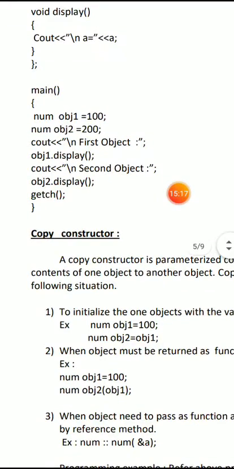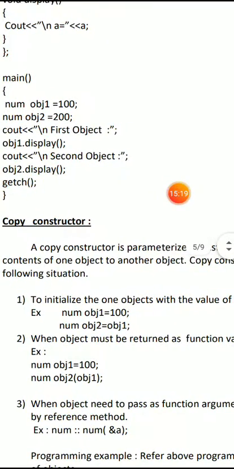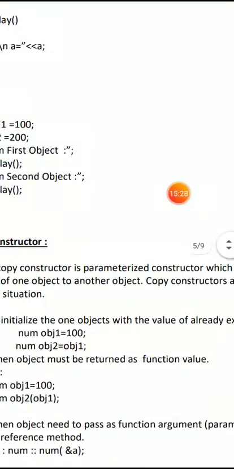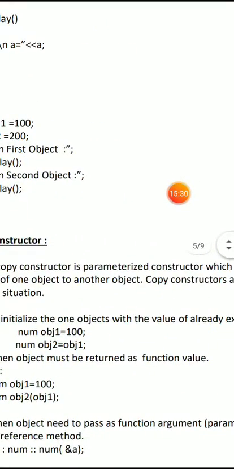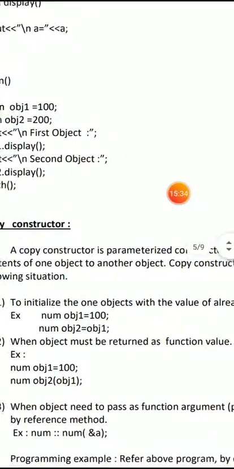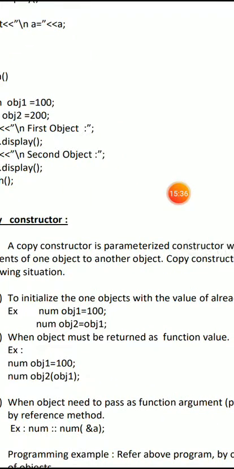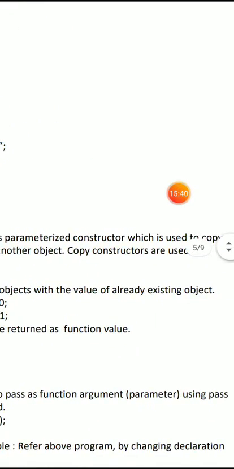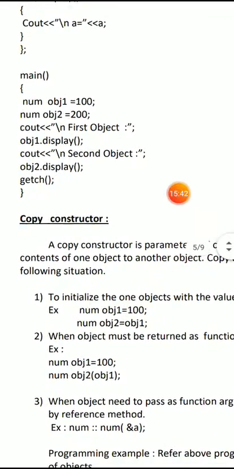So the next part is the copy constructor. First of all, a copy constructor is a parameterized constructor. The definition of a copy constructor: a copy constructor is a parameterized constructor which is used to copy the contents of one object to another object. So copy constructors are used in the following situations.